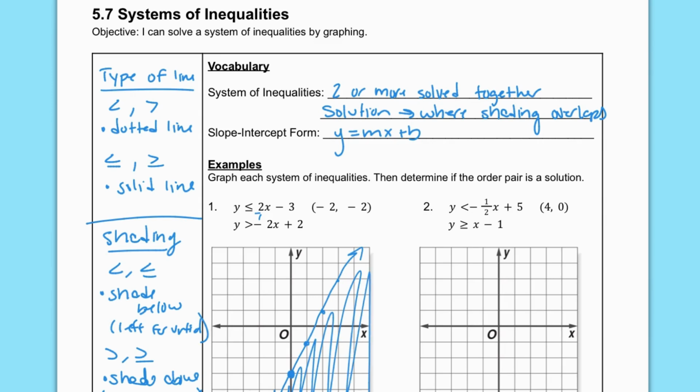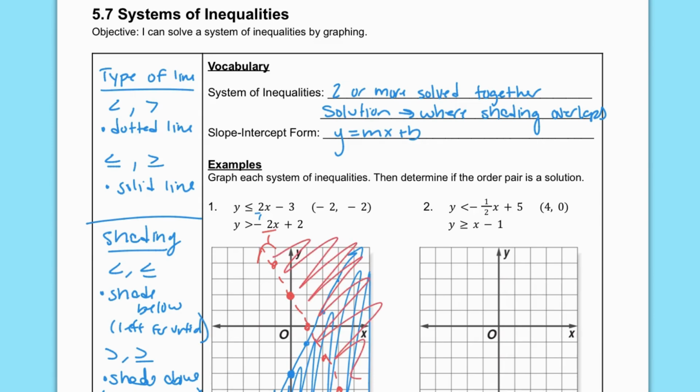I'm going to change colors now for the second line. We're going to do a +2 for the y-intercept. The slope is -2 over 1, so -2, +1, -2, +1. This time we just have a greater than, so no equal to part, which means we need a dotted line going through those points. And then we want greater than, so greater than is up above.